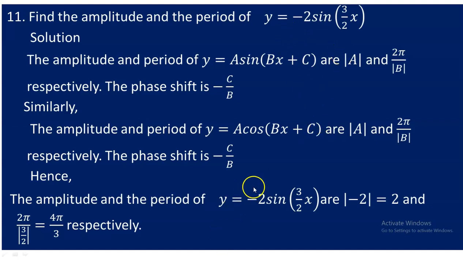If you were asked to determine the phase shift, your c value is 0. So 0 divided by 3 over 2 is going to be 0. That is to say, we don't have any sort of shift. Everything is going to pass through the origin in this case. So this is the idea.